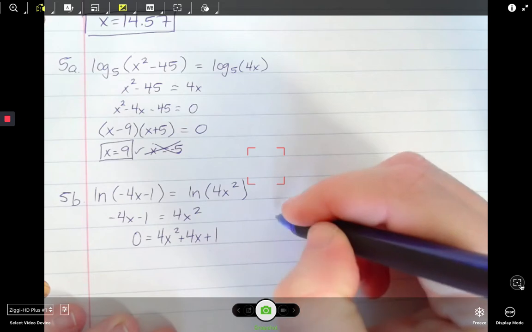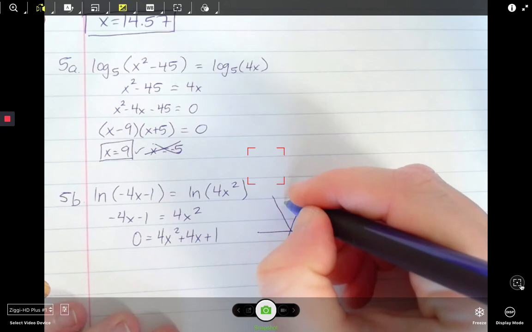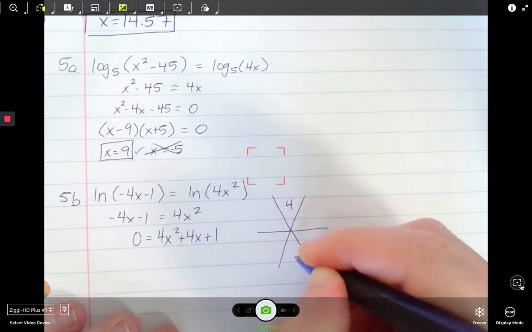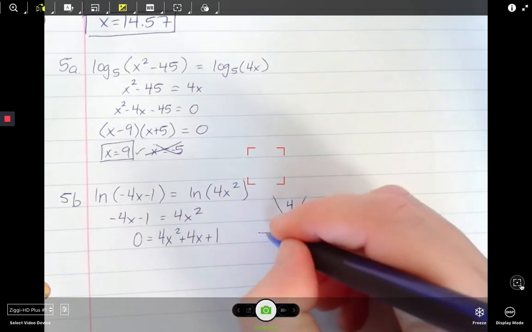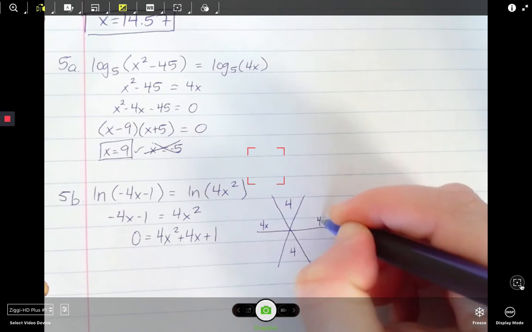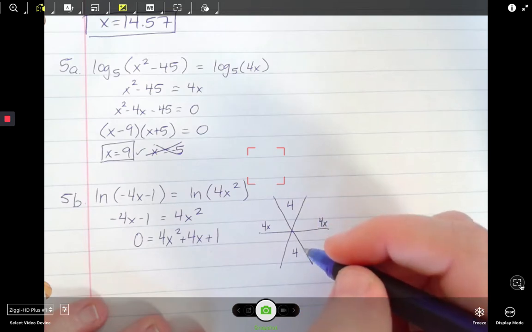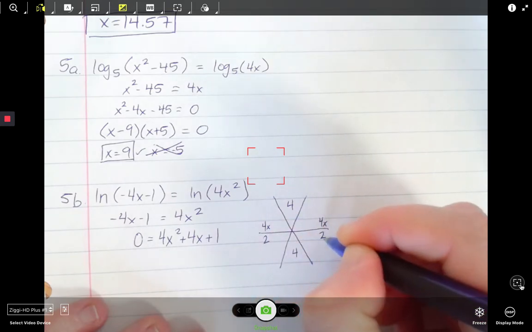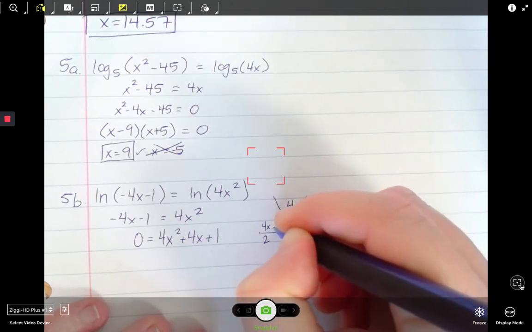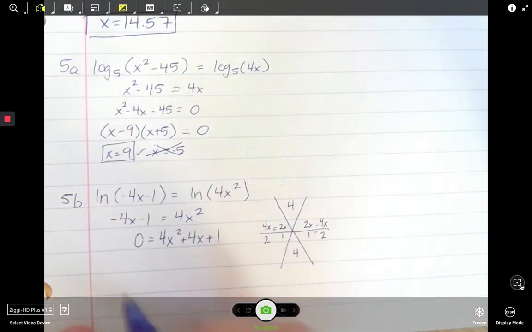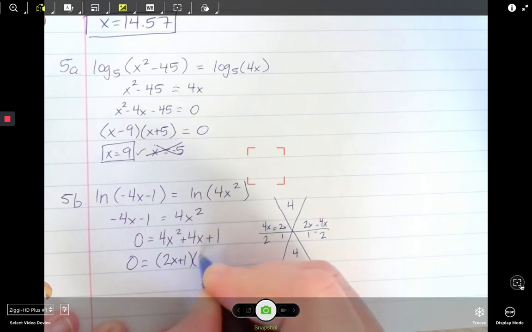Now I have to factor. I need something that will multiply to give me positive 4 and add together to give me a positive 4. I got 4x and 4x. So two numbers that multiply to give me 4 but add together to give me 4 would be 2 and 2. But 4x over 2 can simplify to 2x over 1 on both sides. So my two factors are 2x plus 1 times 2x plus 1.